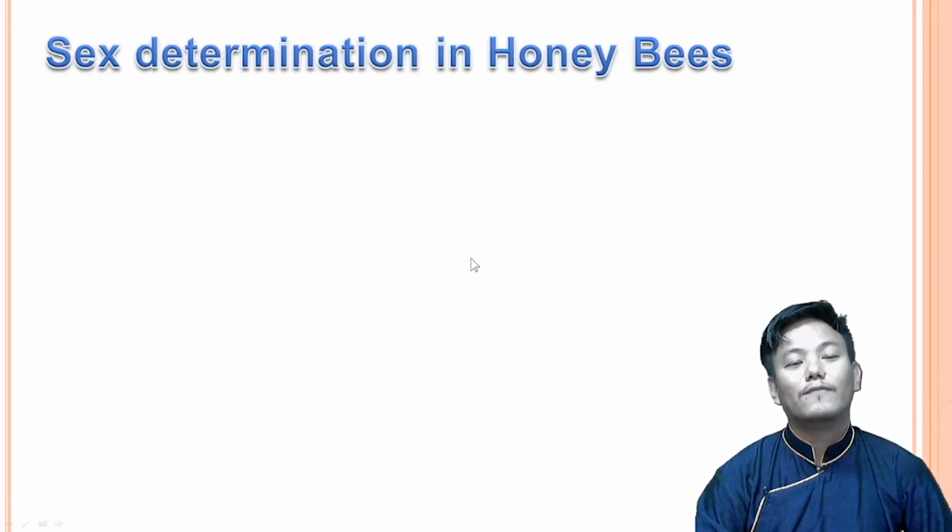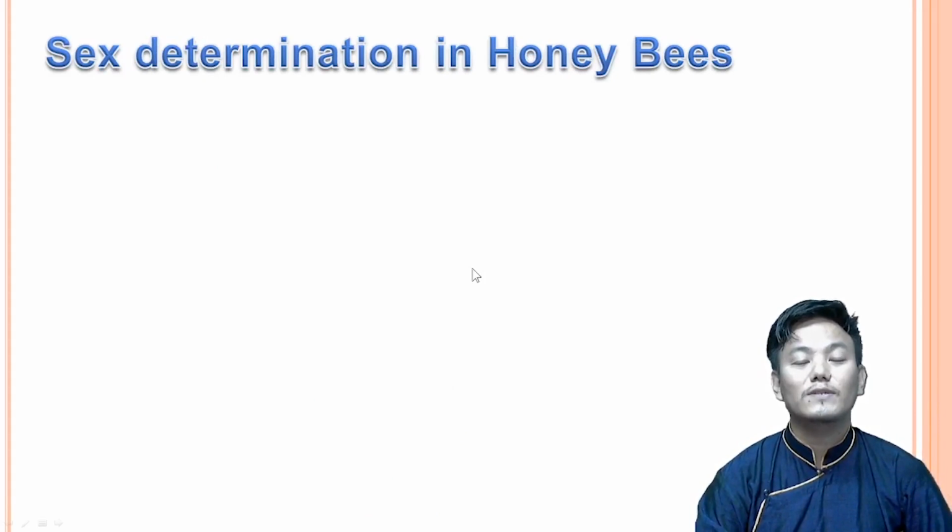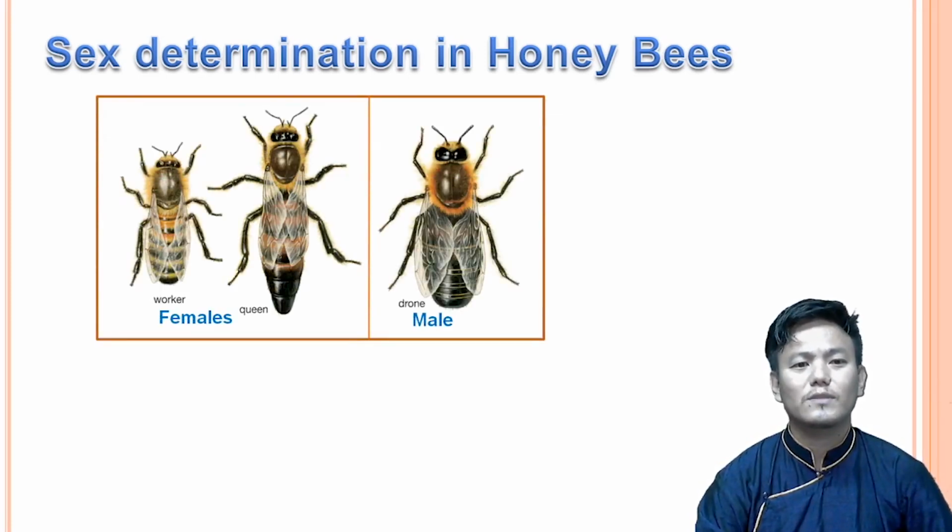So finally, we have sex determination in honeybees. How does the sex determination mechanism happen in honeybees? So let's look over here. We have three types of bees. All of these are the same species, remember. They are not different species. All of these are the same species, Apis mellifera.